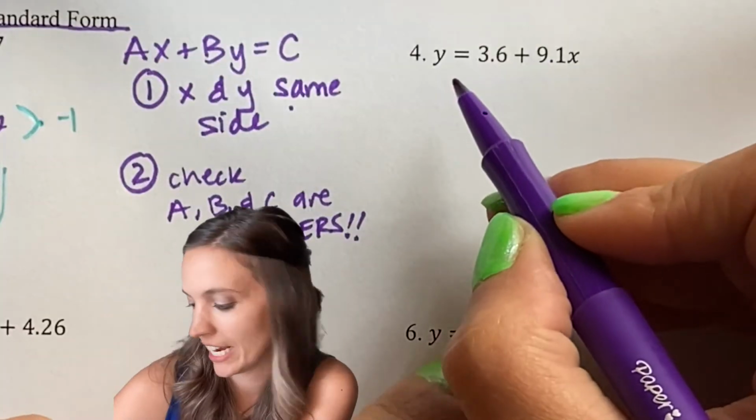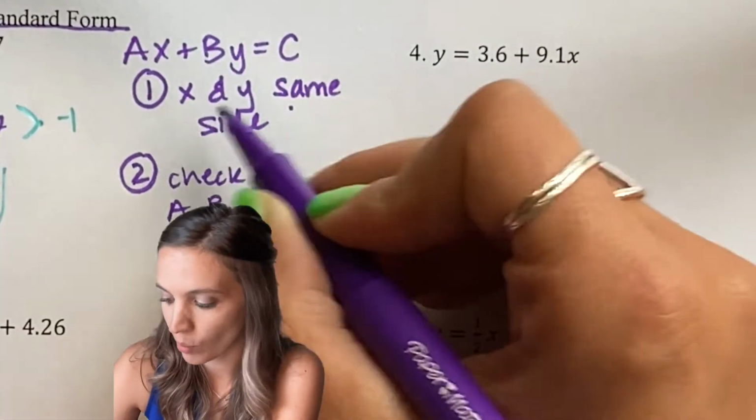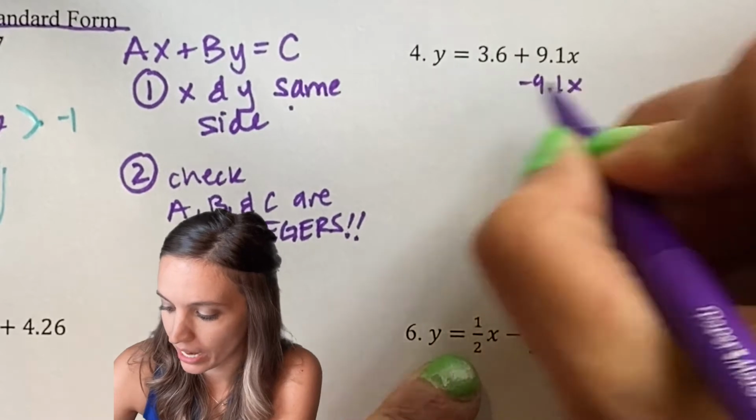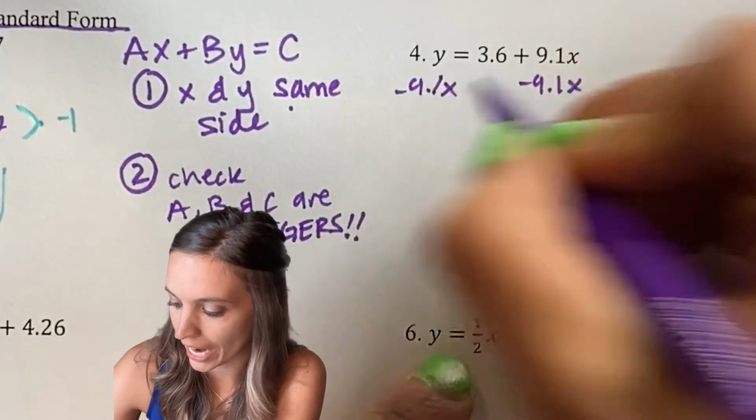Let's try number 4 together. So first step, get x and y on the same side. So I'm going to move that 9.1x to the other side through subtraction.